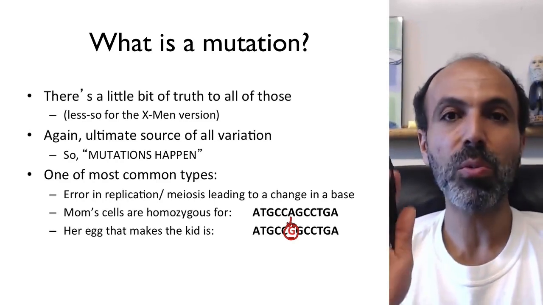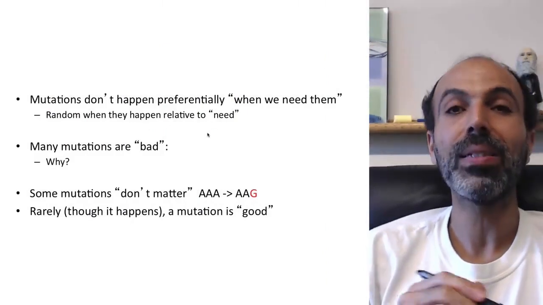Now, importantly, let me emphasize what a mutation is not. Mutations do not happen when you need them. Right? They don't happen preferentially when you need them. You can imagine something like, oh, it would really be great to have 6 fingers. No, that doesn't happen at all. They are random with respect to need.